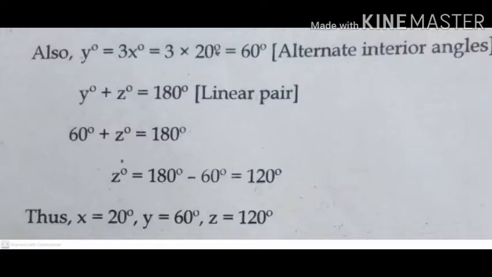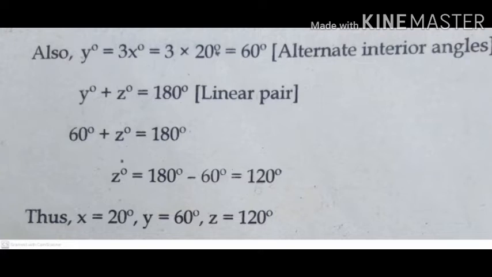And also, y degrees is equal to 3x degrees. That is equal to 3 into x, which is 20 degrees. That is equal to 60 degrees, alternate interior angles. Next step, y degrees plus z degrees is equal to 180 degrees since linear pair. Next step, y degrees value is 60 degrees plus z degrees is equal to 180 degrees.